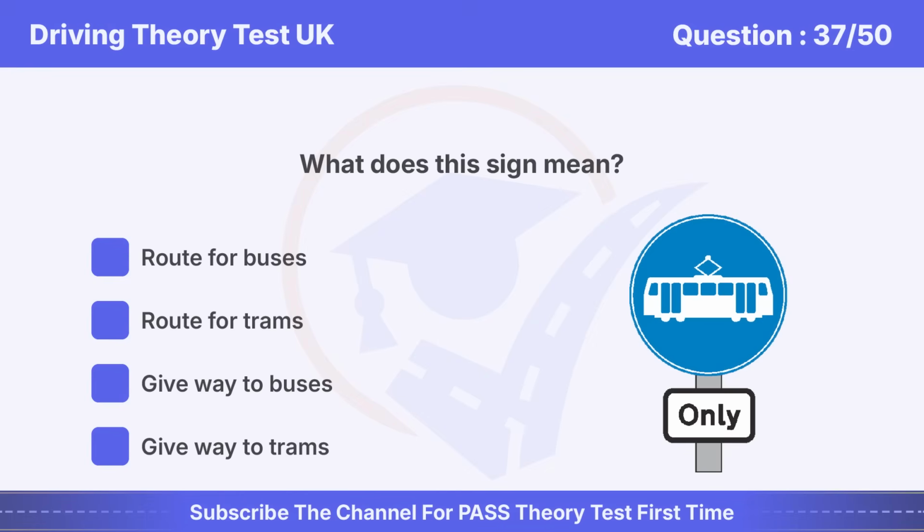Question 37. What does this sign mean? Option A. Route for buses. B. Route for trams. C. Give way to buses. D. Give way to trams.